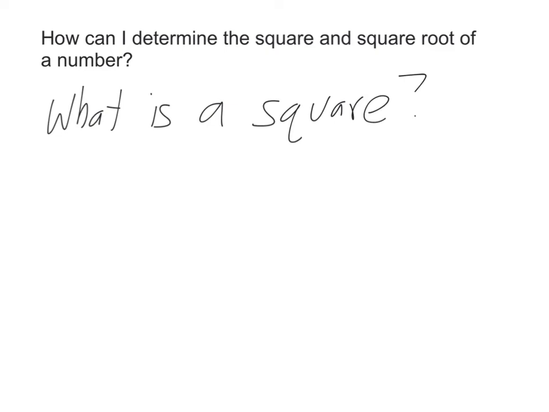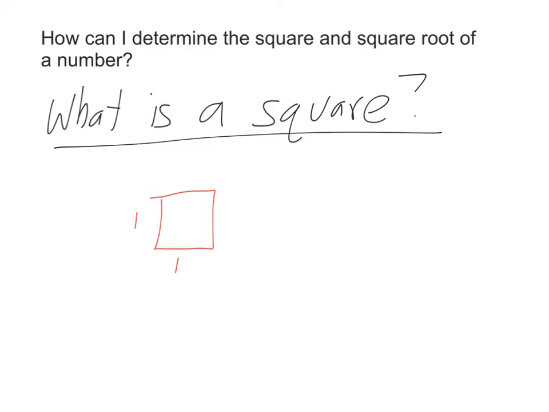All right, in this lesson, we're going to talk about how I can determine the square and square root of a number. So to start out, you really need to think about what a square is. When I think of a square, I think of something that has the same amount on each side. So I might have 1 unit by 1 unit. And then you think about things like area, which is measured in square units.